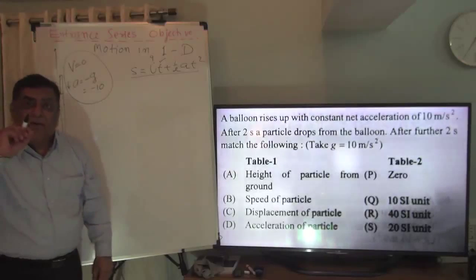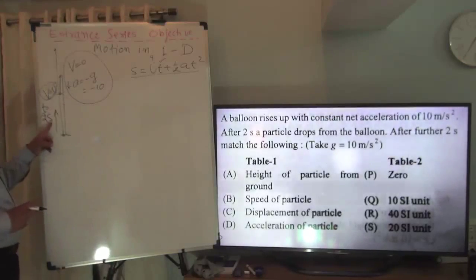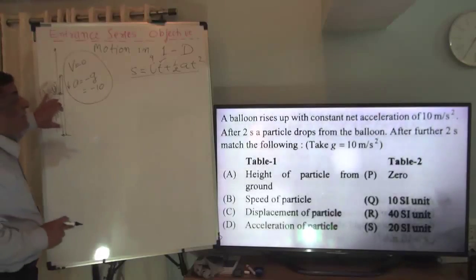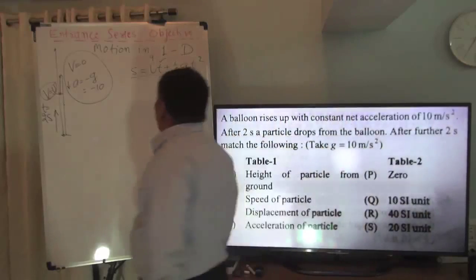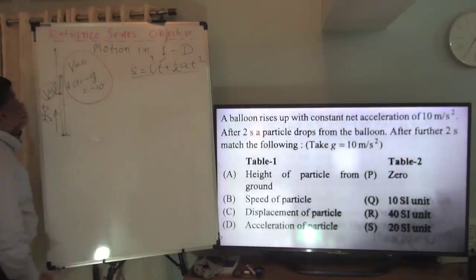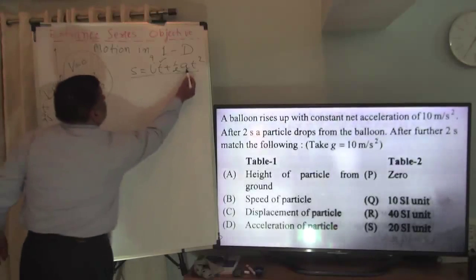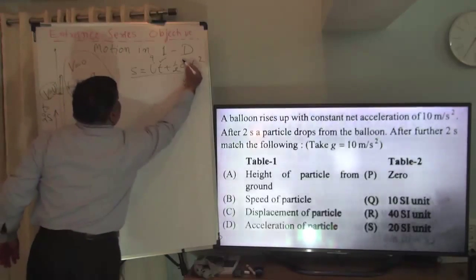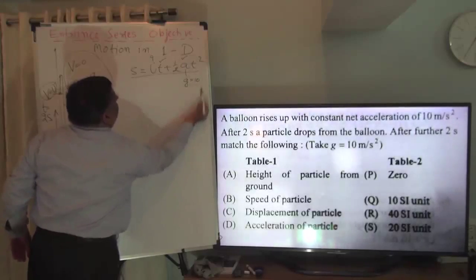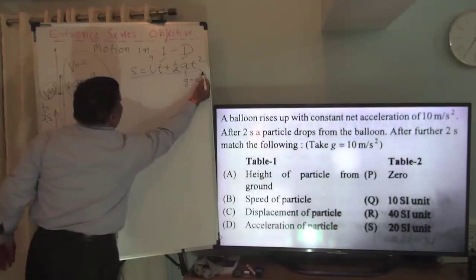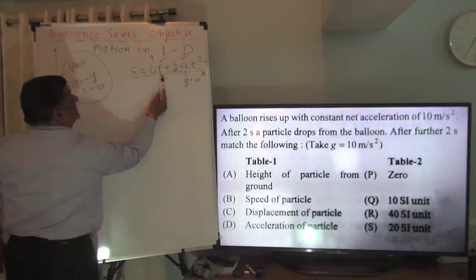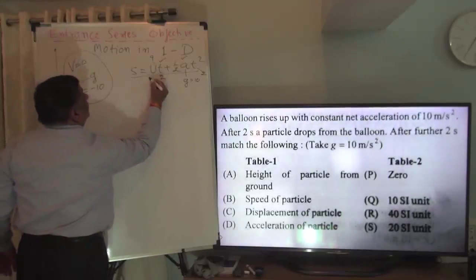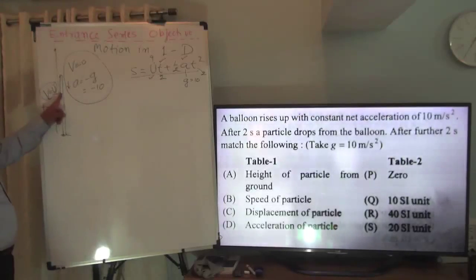Till it was in the balloon, it was having a certain acceleration, that was 10 meter per second square upward. Okay. Now this A is equal to g, so it is known to us, 10. This T is again 2 seconds, known to us. If this is a known quantity and this is a known quantity, we have to find out only u, the initial velocity of this. Now how do we get the initial velocity of this?